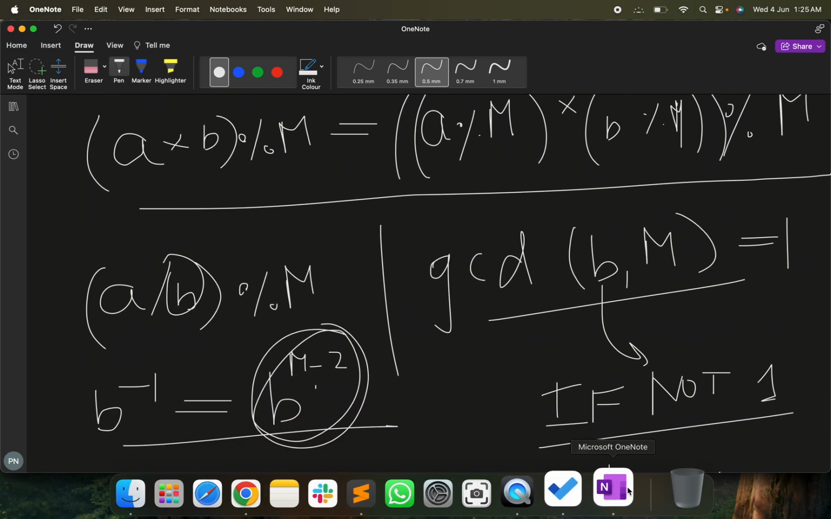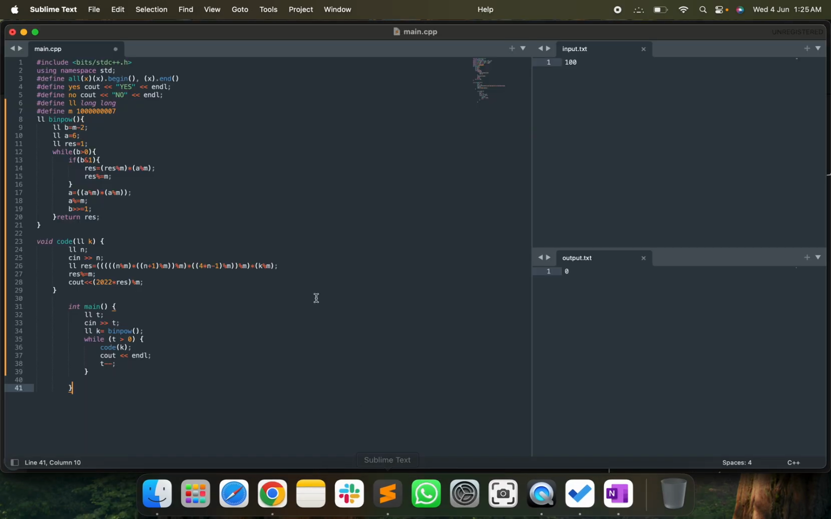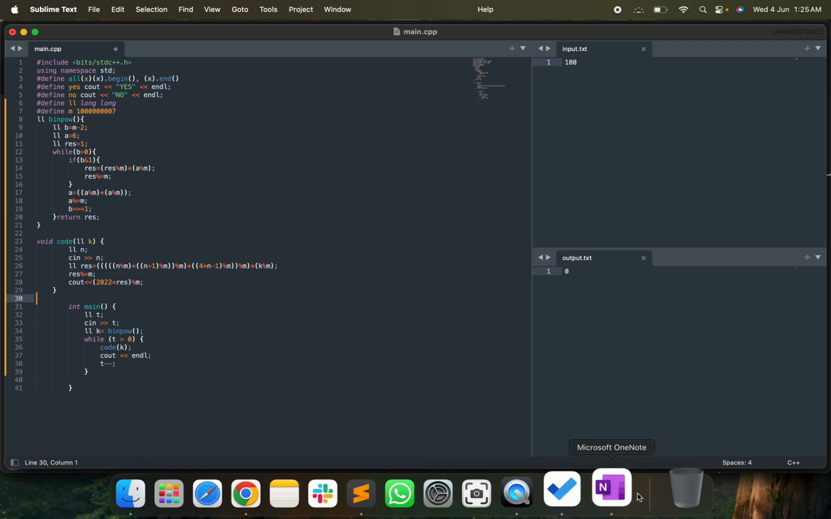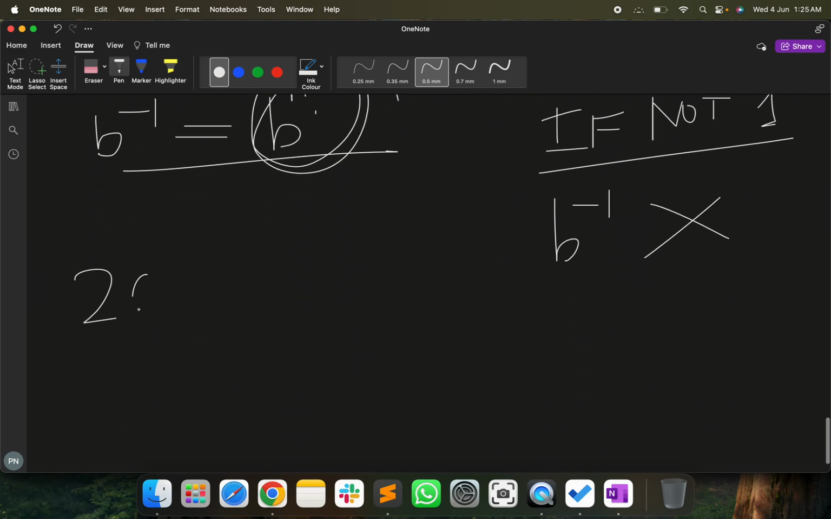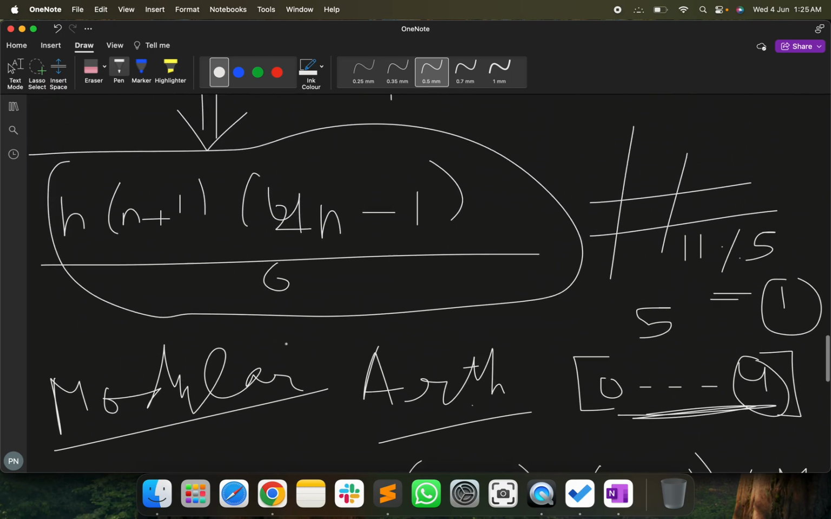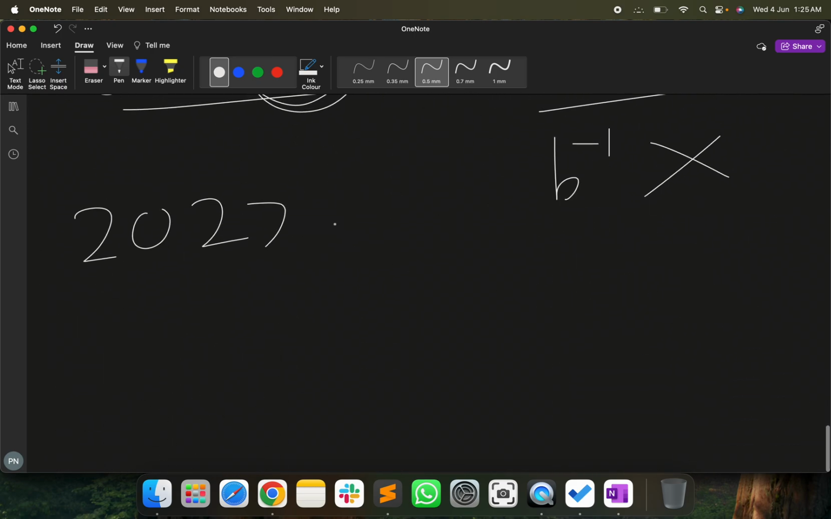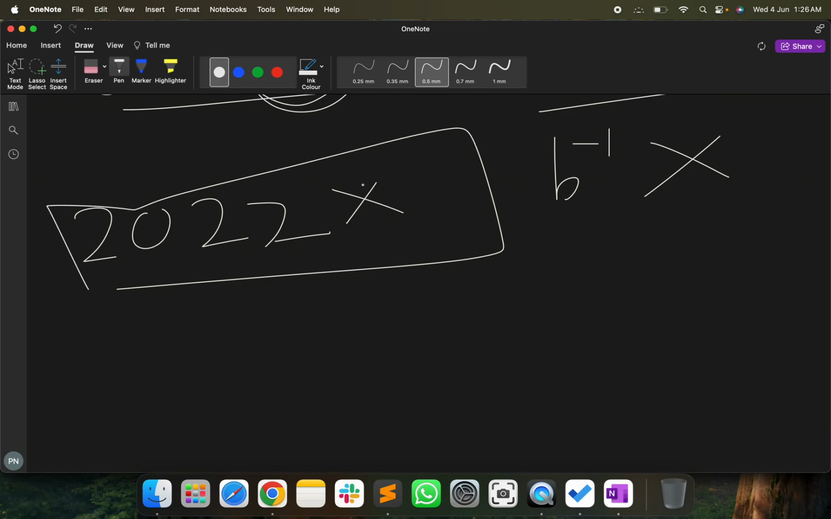One more thing I forgot to tell everyone is that the formula that we are getting, we have to multiply it with 2022 in the end. We have to multiply it with this number.